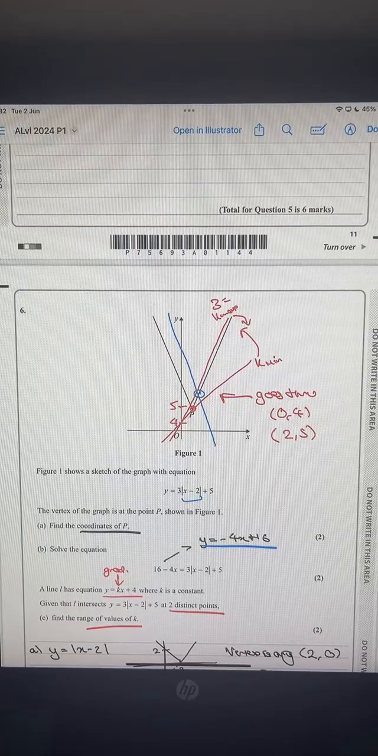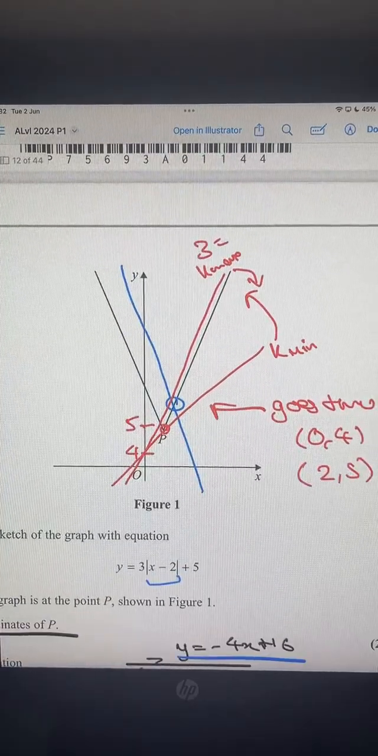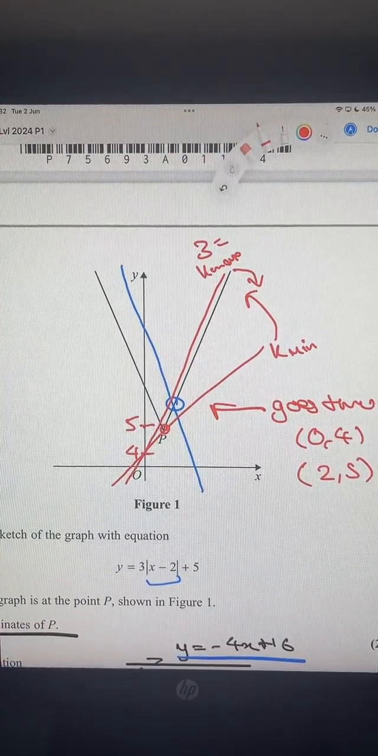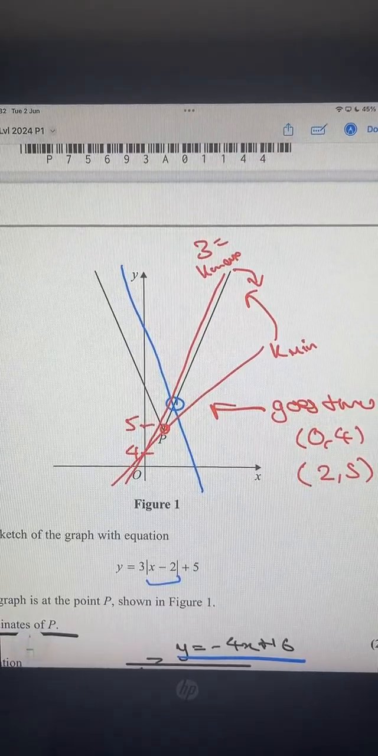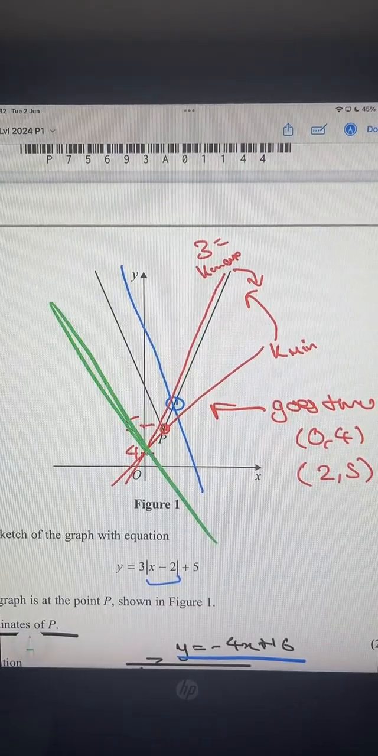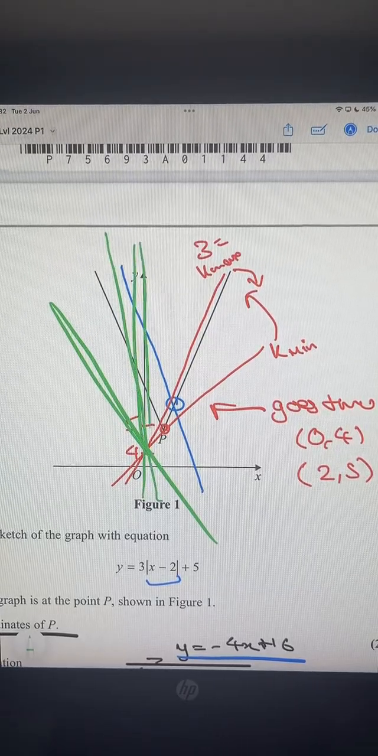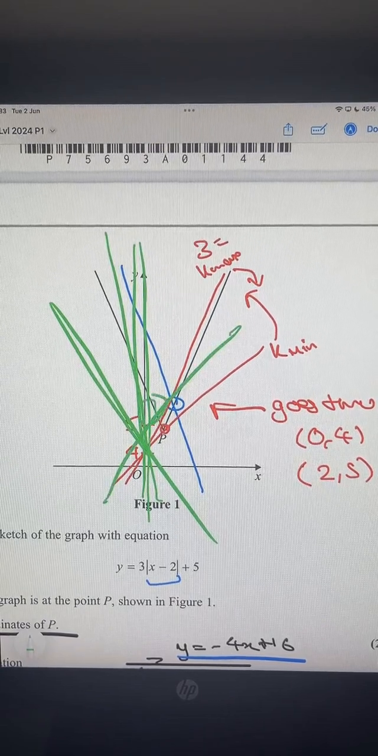So why couldn't it be a negative gradient? It can be a negative gradient, but let's see why that will not work. So I'm going to do it in, what color do I have left? Green. If it's a negative gradient, it would be something like this, right? So it could be there. And if it's 0 gradient it is there, so it's only going to touch once. I need it to go across and touch twice.